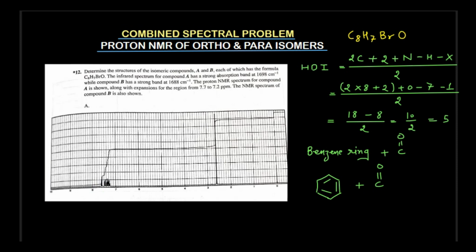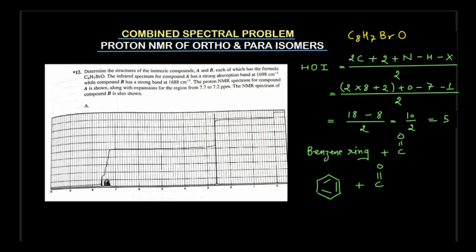So here the formula is 2C plus 2 plus N minus H minus X over 2, where C is the number of carbon atoms, so 2 times 8, and then plus 2, and then plus 0 because no nitrogen is present here, minus 7, which are the hydrogens, and then minus 1, divided by 2. Minus 1 is for the one halogen which is present here, and if you solve this, you will have a hydrogen deficiency index of 5, and this 5 basically indicates the combination of rings and double bonds.